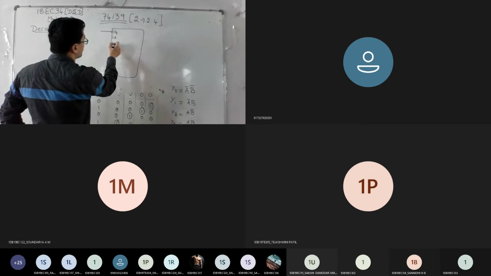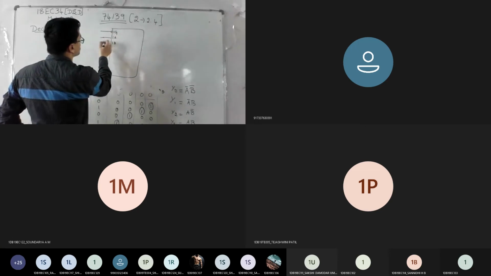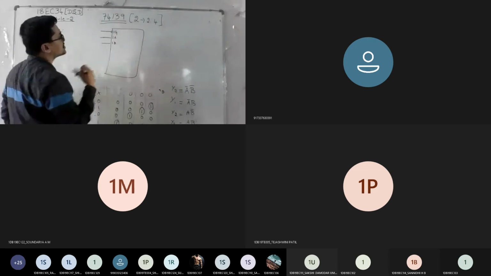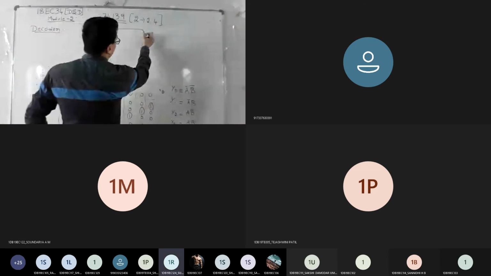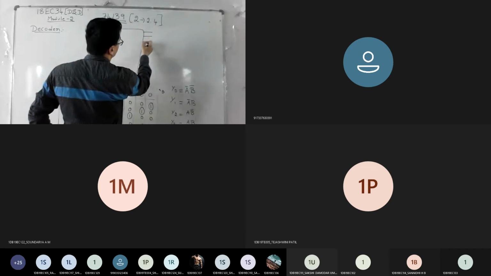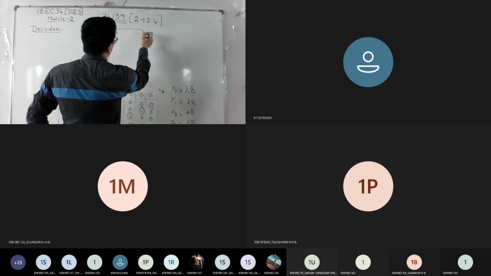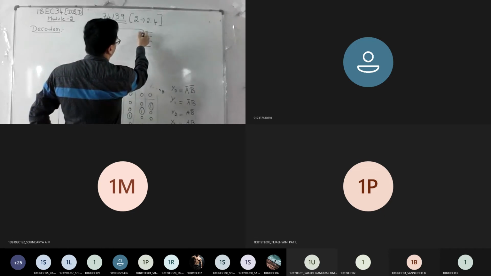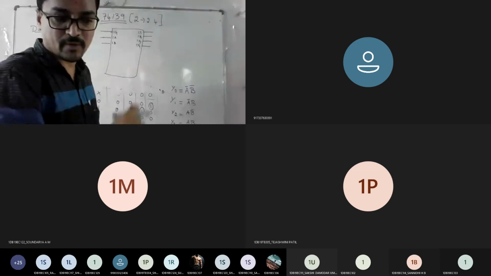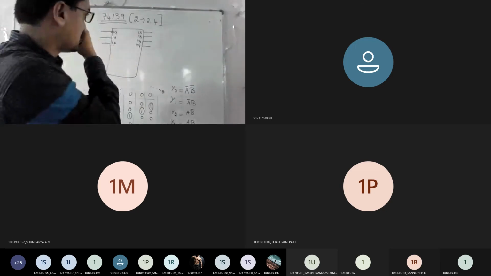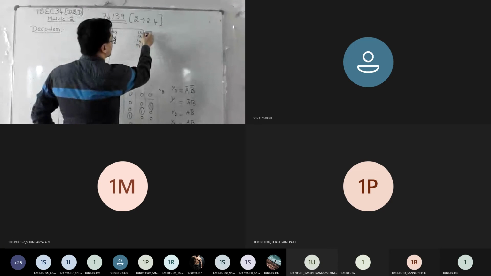G1, A, B. And how many outputs will you have? You have 4 outputs, right? So 1, 2, 3, 4. You can call these y1, y2, y3, y4, or you can start from y0, y1, y2, y3 also. Not a problem. Is it correct? So what was done here? There was a complement.